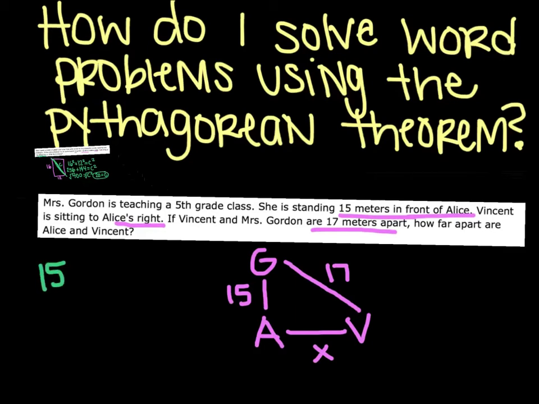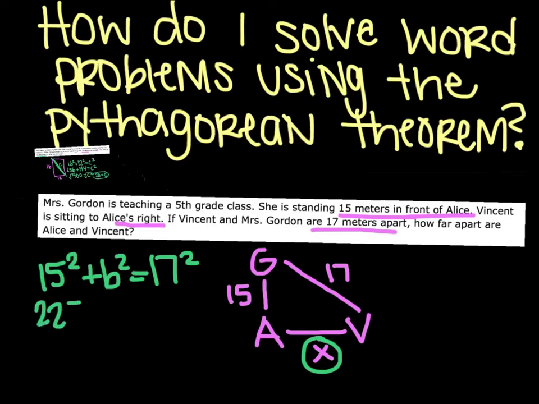So 15 squared. This term right here is your B term, not because it's the longest length. The 17 is the longest. 15 squared plus B squared equals 17 squared. Again, being familiar with squares and square roots is going to help you a lot. But if you don't know it, you can use a calculator. 15 squared is 225 plus B squared equals 17 squared, which is 289.